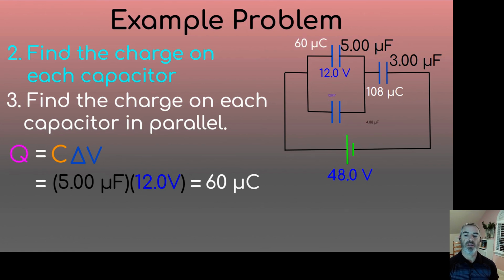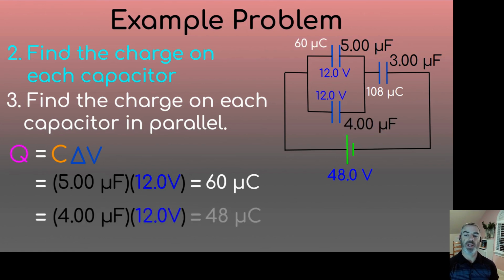And then we can do the same thing for the 4 microfarad capacitor. We get 48 microcoulombs. And if we add 60 microcoulombs plus 48 microcoulombs, well, that gives us a total of 108 microcoulombs, which is how much charge we calculated that would be moved total across the parallel circuit.